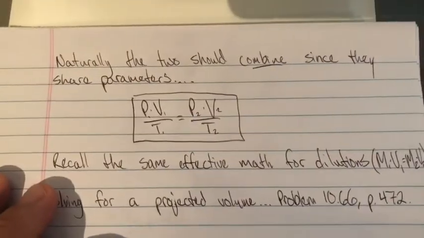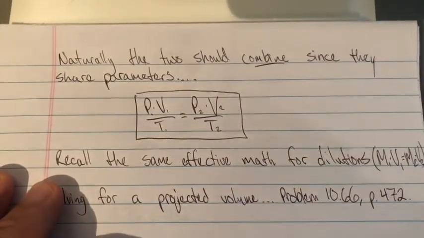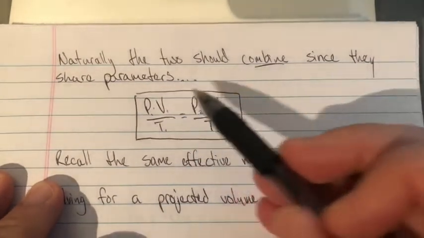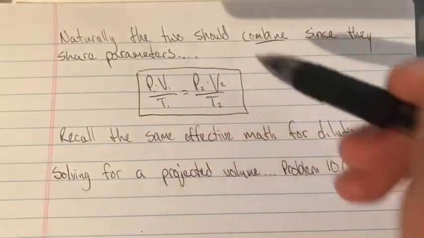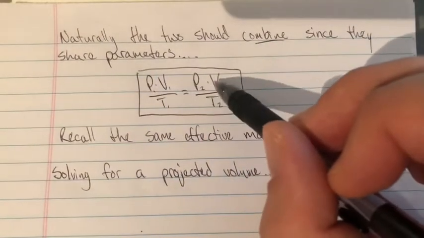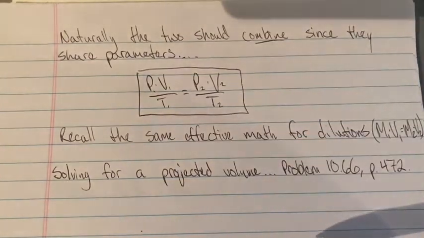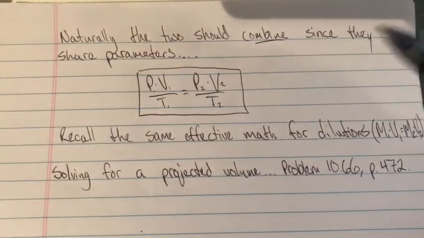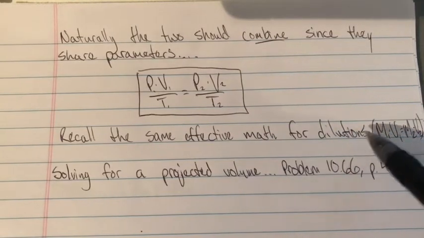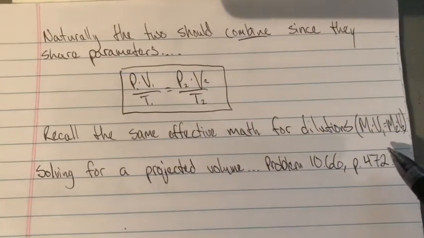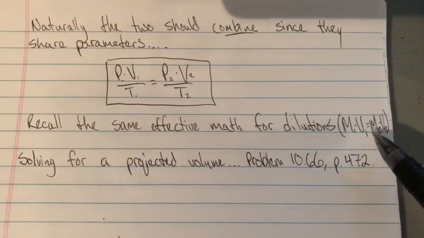So naturally the two should combine since they share the parameters, right? So P1 times V1 over T1 is going to be equal to P2 times V2 over T2. You can kind of think of it the same way in terms of the math for dilutions. So M1 times V1 is going to be equal to M2 times V2.